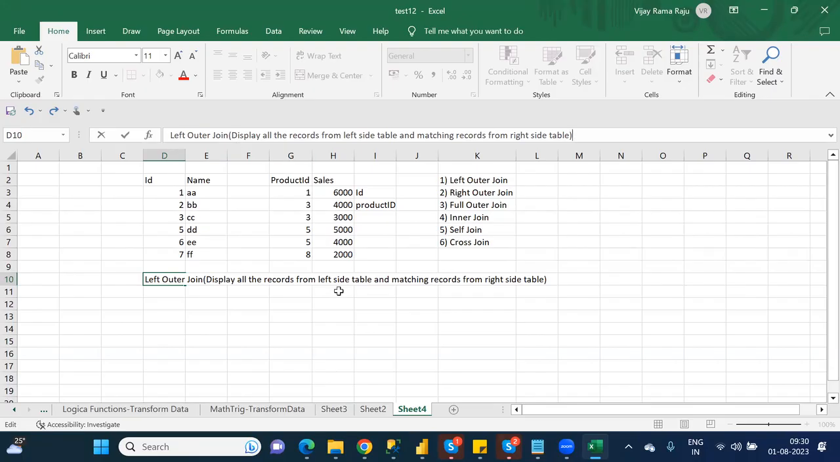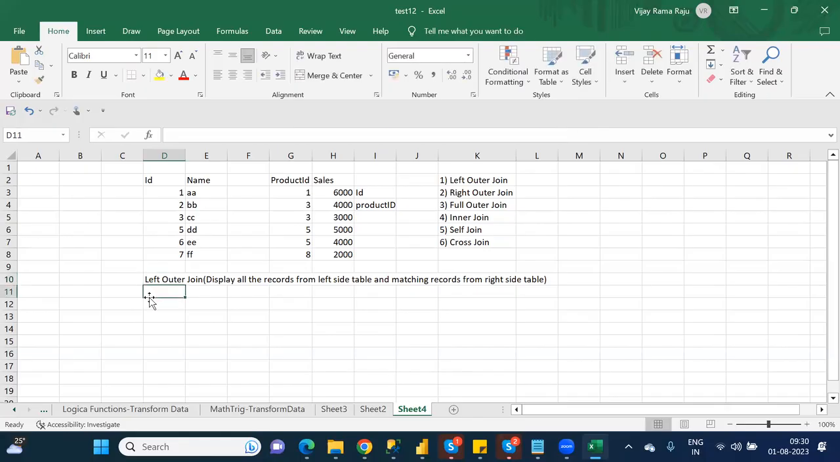That is called a left outer join. What is a left outer join? Display all the records from the left side table, matching records from the right side table. Understand clearly or not? Now let's see. In the left side table, we need to display all the records or not? This is the left table, and this is the right table. Display all the records from the left side table.